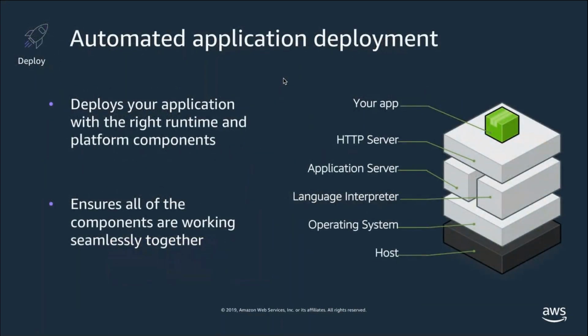Now, when you deploy an application to an Elastic Beanstalk environment, it's deployed on top of a platform. And so if you look at the diagram on the right, the white elements represent the platform that's provided by Elastic Beanstalk, which includes the operating system, language interpreter, an application server, and an HTTP server. So what Elastic Beanstalk does is it combines all these different elements into a single platform, ensures that they're all working seamlessly together, and then deploys your app on top of it. At the bottom of the stack, we see host, which is your EC2 instance that your application is running on top of.